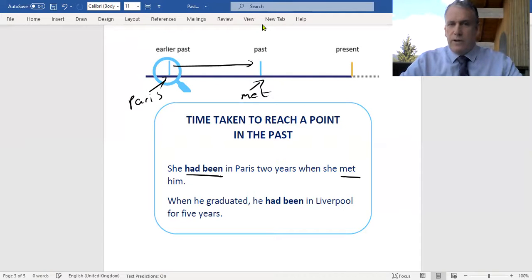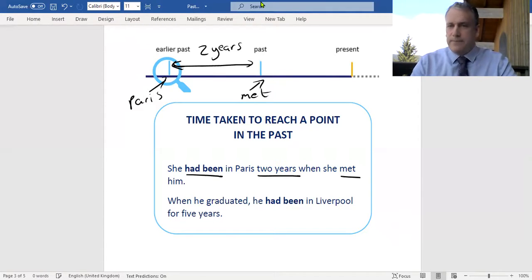So how do we know the distance between these 2 points? Well, had been, we know that's the thing that happens first. She had been in Paris, so she moved or in some other way found herself in Paris at some point in the past. So how long between that point in the past and meeting him? We can see it's 2 years. So we know that this distance in the timeline is 2 years. Okay, I have another example here.